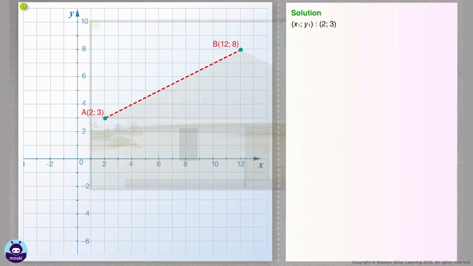Here, (x1, y1) is equal to (2, 3) and (x2, y2) is equal to (12, 8). Gradient is equal to (y2 minus y1) all over (x2 minus x1). Gradient is equal to (8 minus 3) over (12 minus 2), which is equal to 5 over 10, which is equal to 0.5.